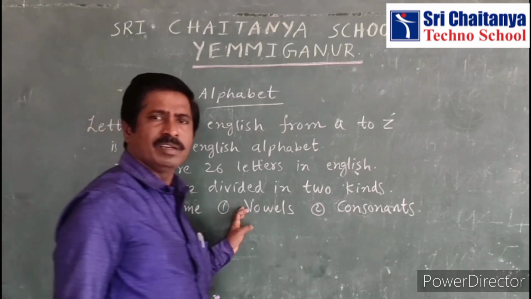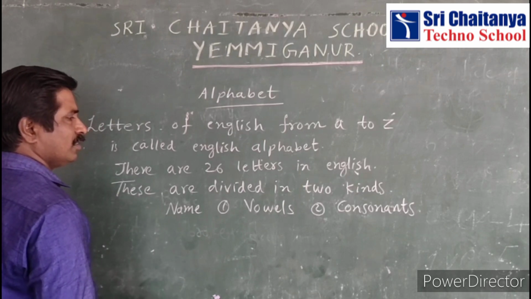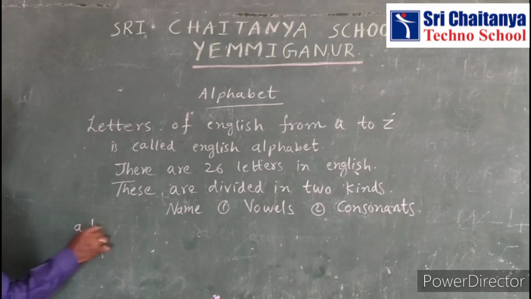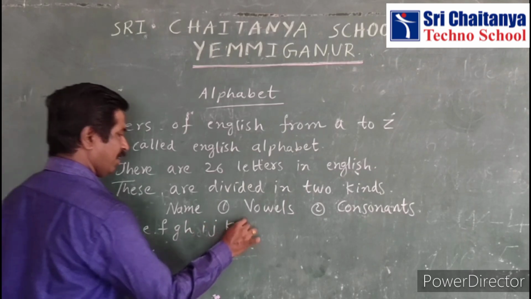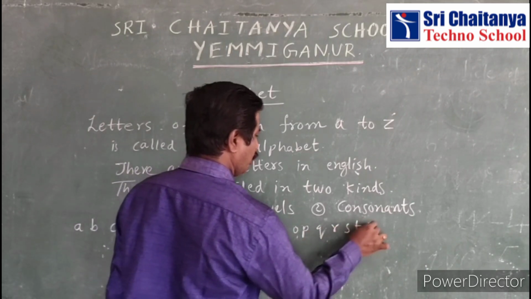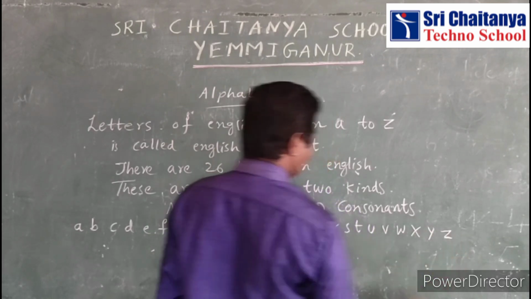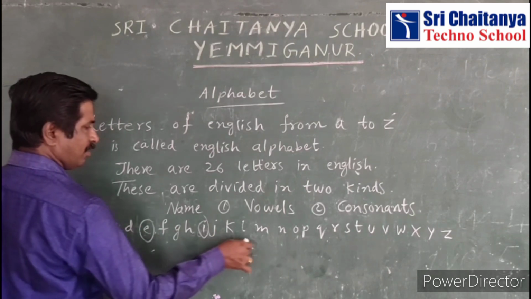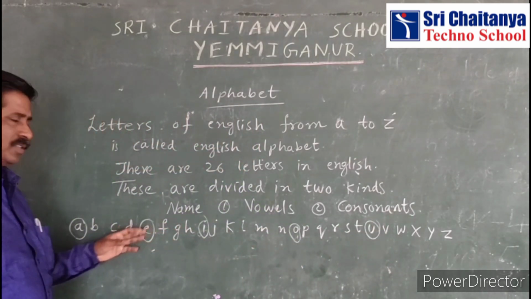First of all, let us learn all about vowels. What are called vowels? Vowels of English. In English, there are 26 letters: A, B, C, D, E, F, G, H, I, J, K, L, M, N, O, P, Q, R, S, T, U, V, W, X, Y, Z. Here the letters A, E, I, O, U, these five letters are called vowels.